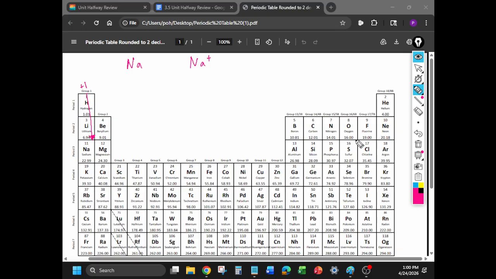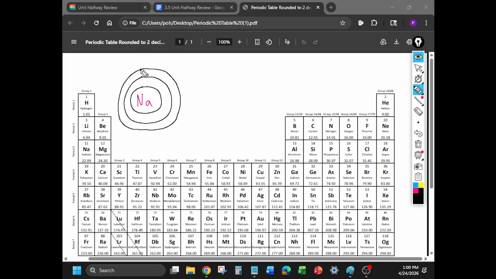All right, so again, what we want to do is start by figuring out how many shells they have. So let's start with sodium, Na. How many shells does Na have? 3. So we're going to draw 3 shells around it. I know this is tedious. You don't have to do it when you're solving every problem, but I just want you guys to do this for your notes so that you have it to visualize.